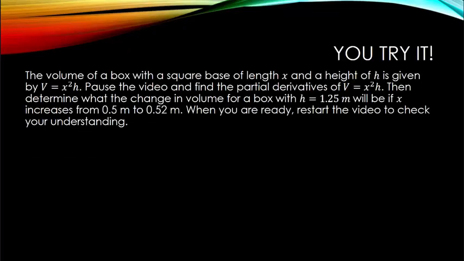Now you get to try it. If the volume of a box with a square base of length x and a height h is given by V is equal to x squared h, then pause the video and find the partial derivatives of V, then determine what the change in volume for a box with h equal to 1.25 meters will be if x increases from 0.5 meters to 0.52 meters. When you're ready, restart the video to check your understanding.